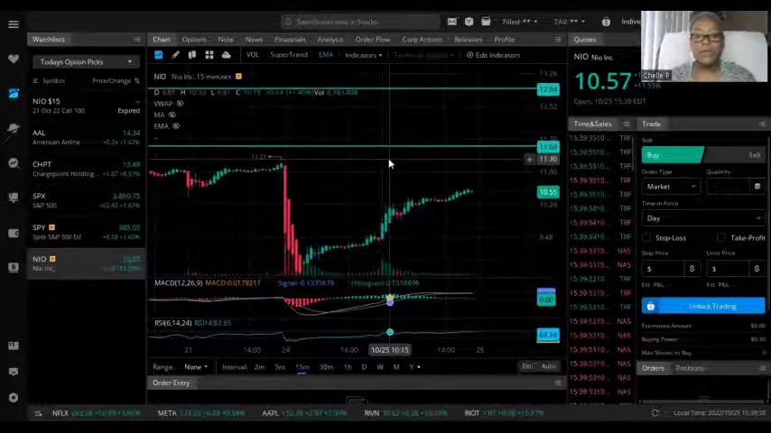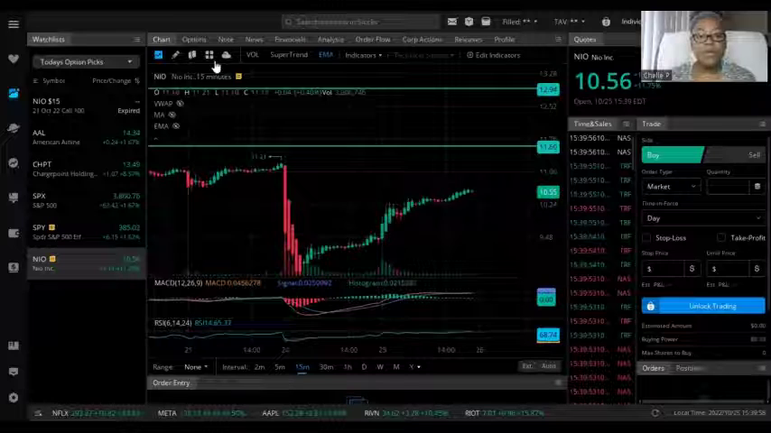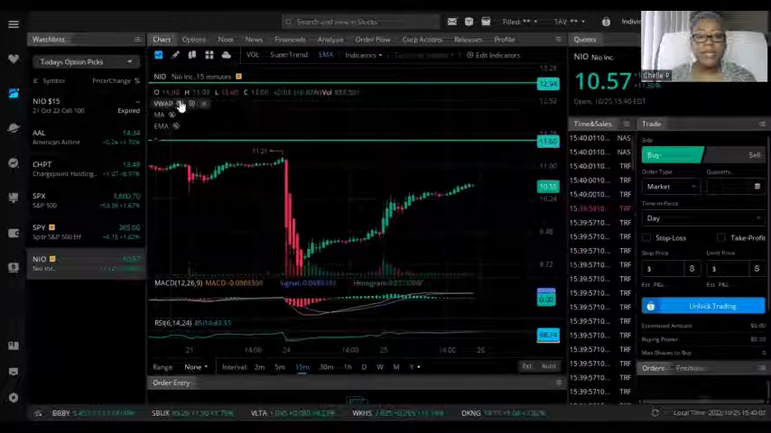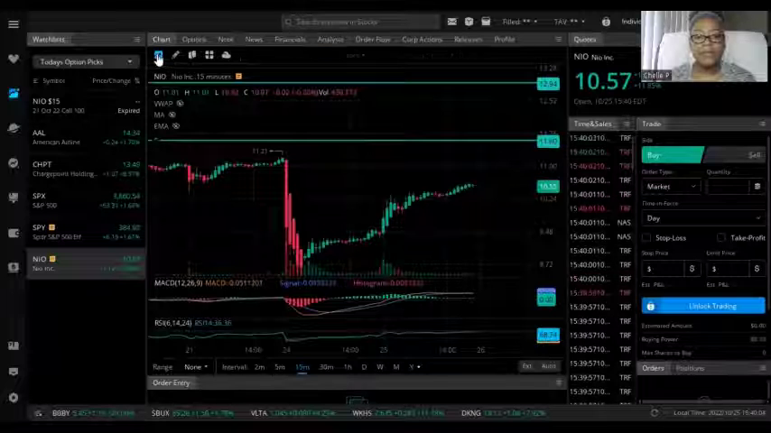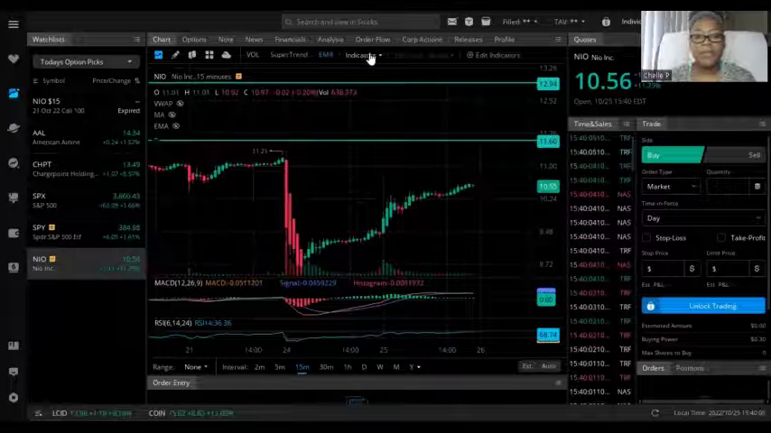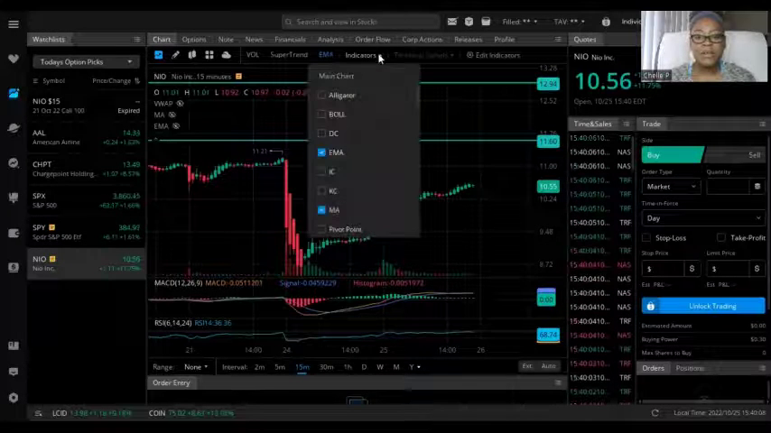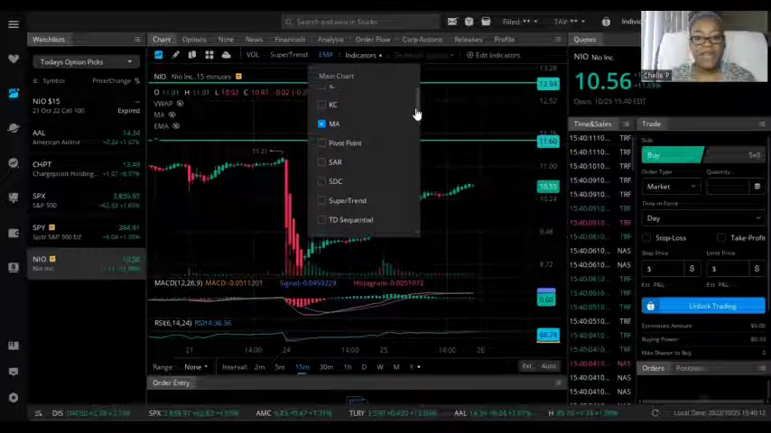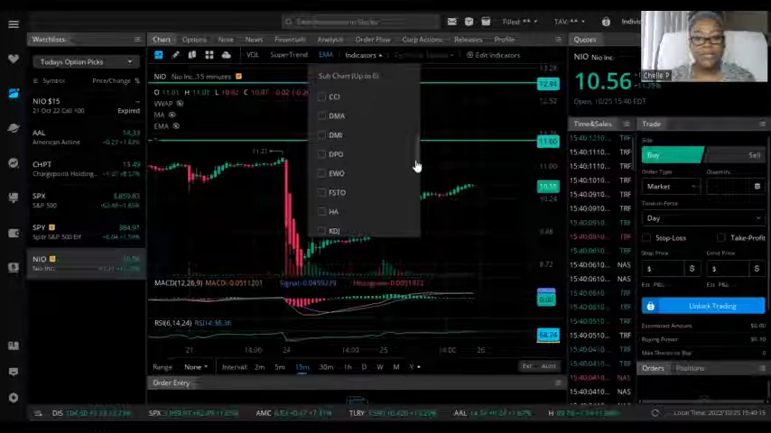So what you want to do is open up the chart or open up the platform, and you want to come here and you see it pulled up indicators. You want to come over here and click indicators. And at this point, you can go in and find those that you are actually looking for.